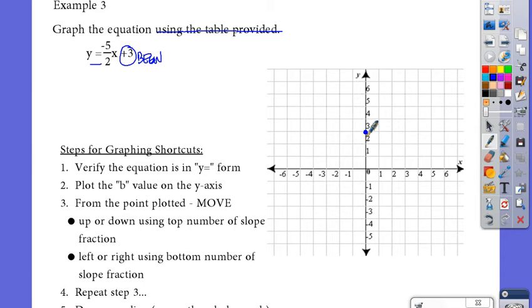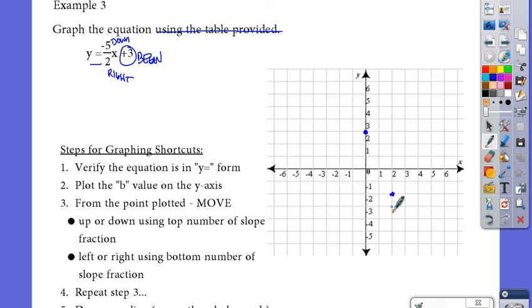Okay, my negative 5/2 x is my slope. Because the negative 5 is negative, I'm going to go down first. But the 2 is positive. So that means I'm going to go to the right for the 2. So they're each specific and they're each their own. So don't assume that because the 5 has a negative, the 2 is negative as well. They're their own numbers. So down 5 and then right 2.